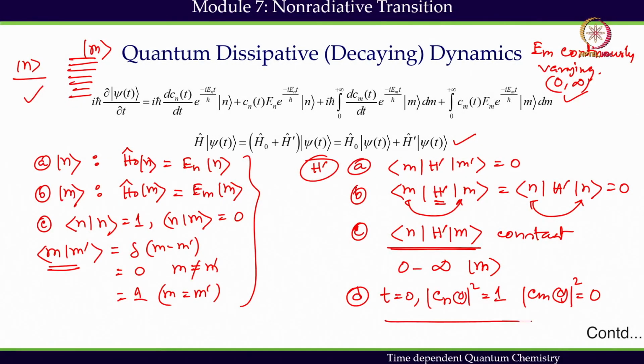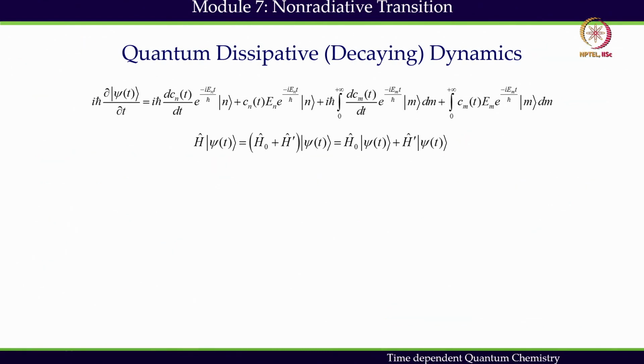So, this is another initial condition we have defined. Based on these assumptions we will move forward and take a look at the remaining part. This is the time derivative part of the TDSE and this is the right hand side of the TDSE. This right hand side of the TDSE can be written as follows.